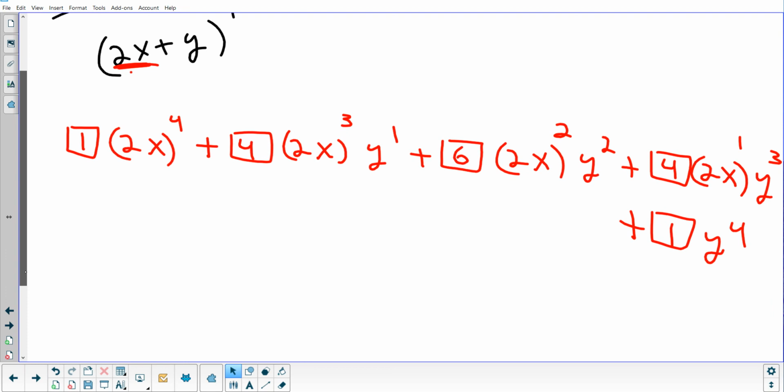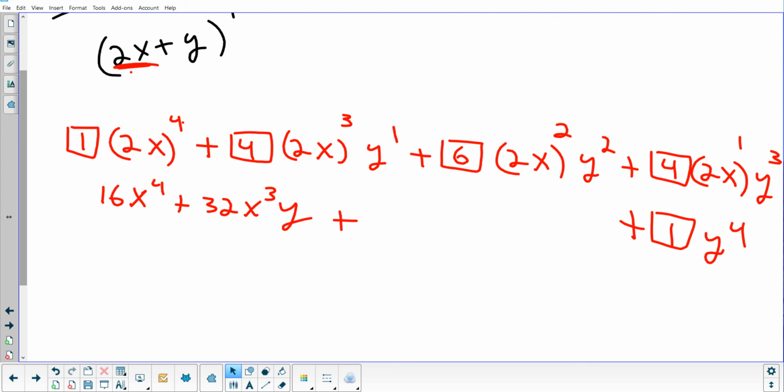Now, this one has a little bit of simplifying you need to do. Okay? When you have a product raised to a power, you raise each factor in that product to the power. And then we have to multiply by the number that's in front. So what's 2 to the 4th power? 16 times 1. And then what's x to that power? X to the 4th. Now do this one. What's 2 to the 3rd power? 8 times 4. 32. And then x to that power? X to the 3rd, y to the 1st.